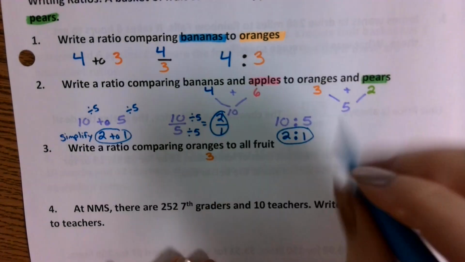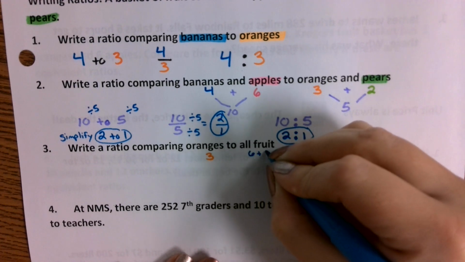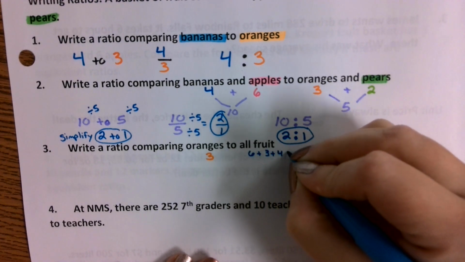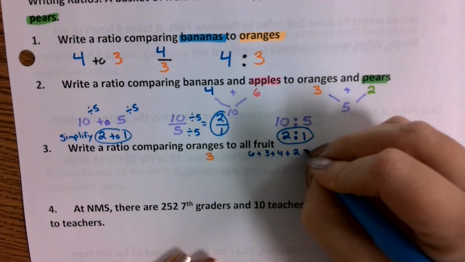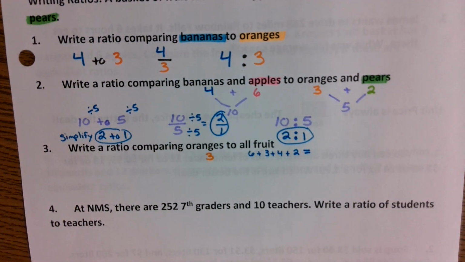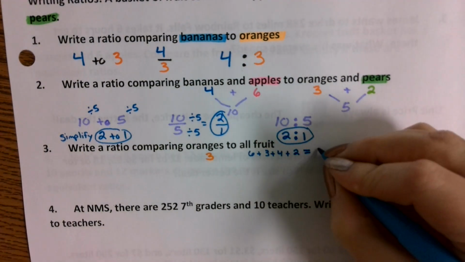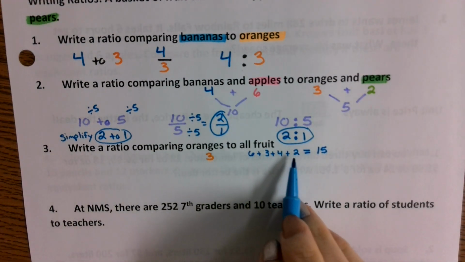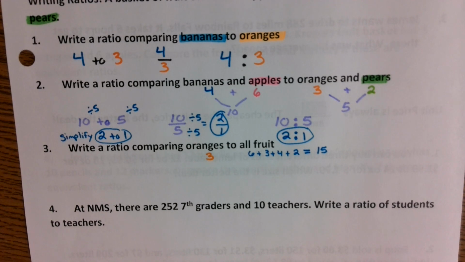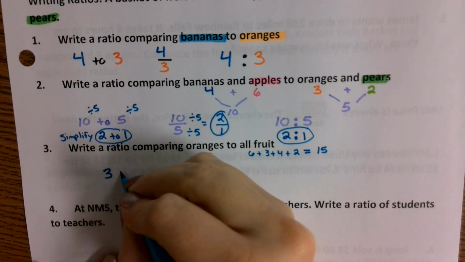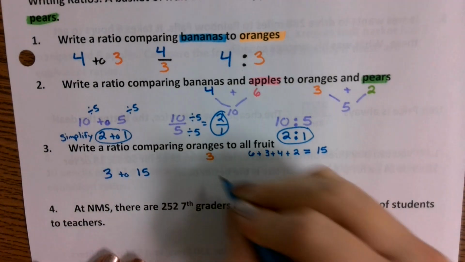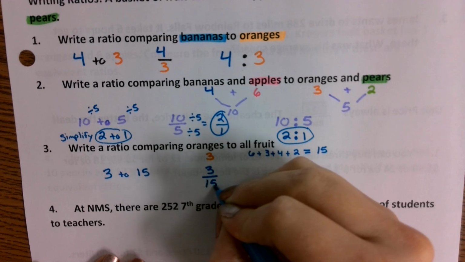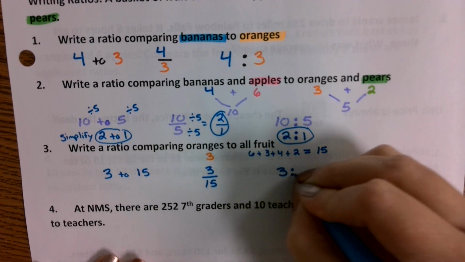Add them all together. We had 6 apples. We had 3 oranges. We had 4 bananas. We had 2 pears. How many in total do we have? 15. We have 15 in total, right? 6 plus 3 plus 4 plus 2. That's going to come out to 15 in total. So we're going to compare it. Again, we can write it as 3 to 15, 3 over 15, or 3 colon 15.